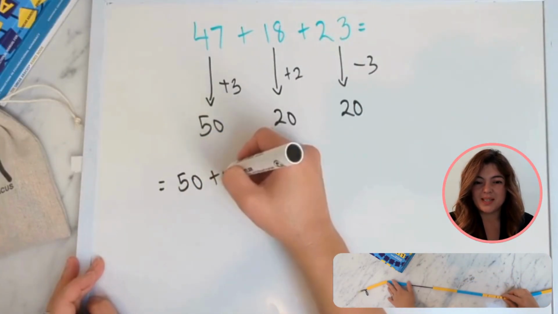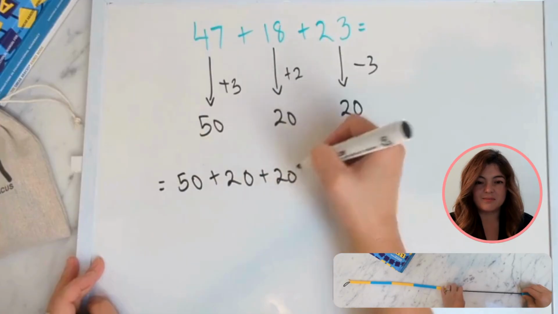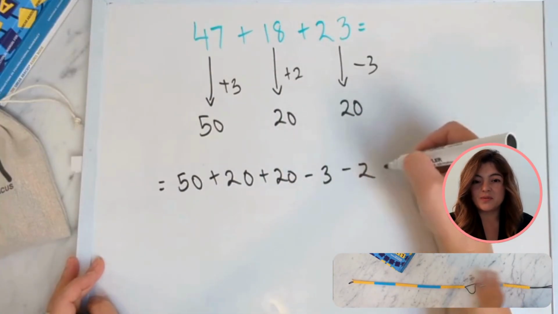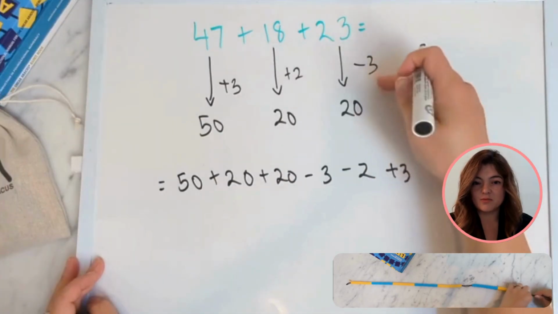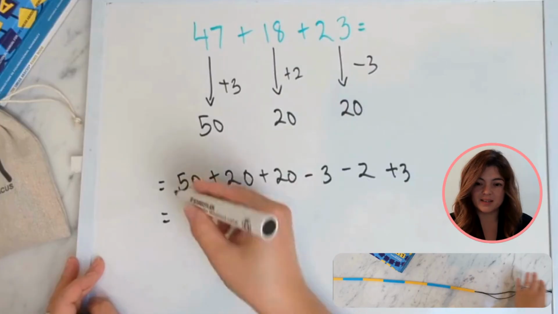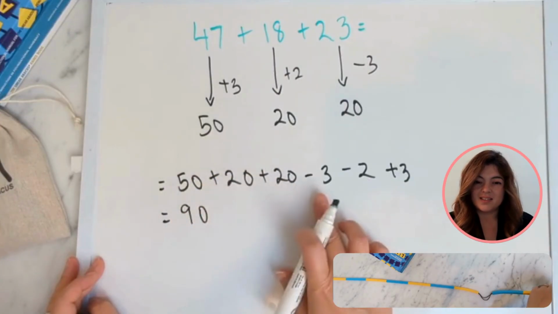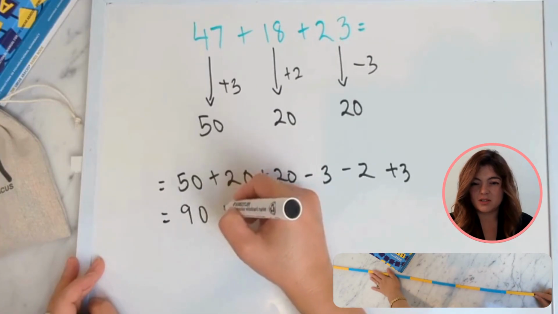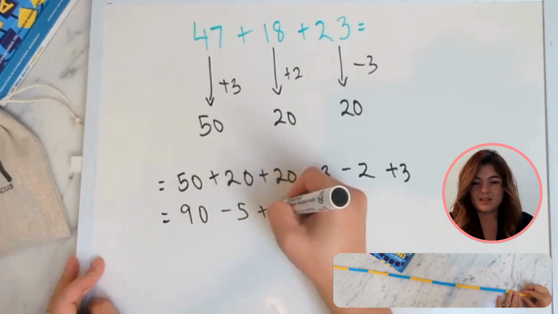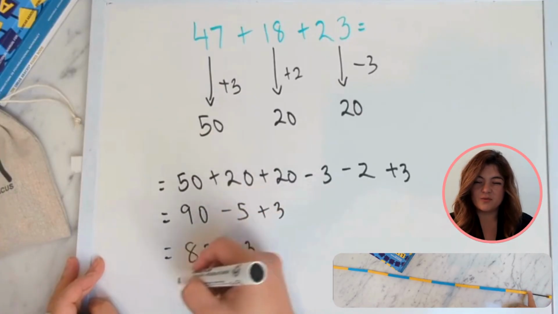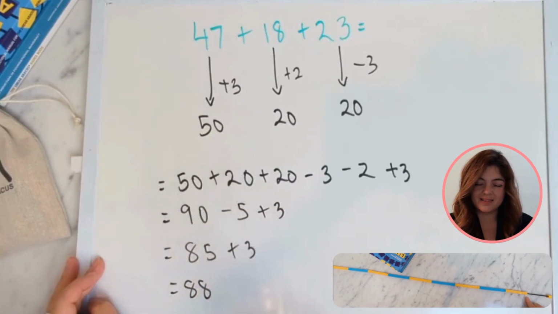So now my problem becomes 50 plus 20 plus 20. And remember, we're doing the reverse, so I have to subtract 3, subtract 2, and then add 3. You can see how that links. So I already know that this is 90 from the last example, and to subtract 3 and 2, that's the same as subtracting 5, and then I just add the remaining 3. So we've got 90, subtract 5, which is 85, plus 3 gives me 88.